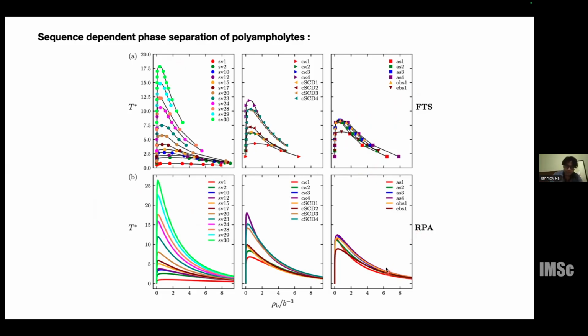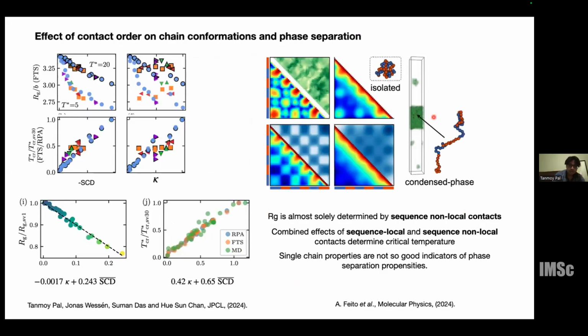One of the noticeable things is that here the blocky sequences tend to phase separate more, and both analytical theory and simulation rank ordering wise match quite well. Next, we wanted to dig deeper and see how the contact order actually affects different phase separation properties of these kinds of sequences.